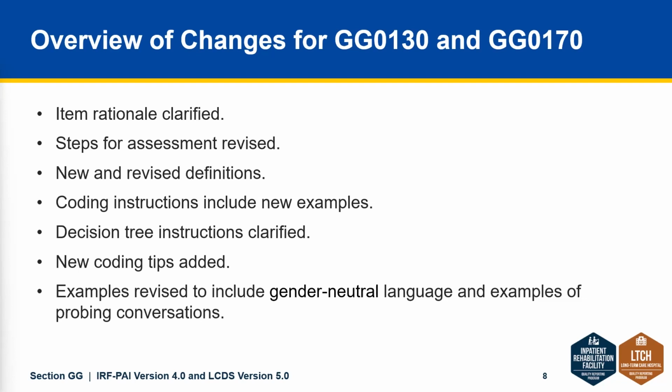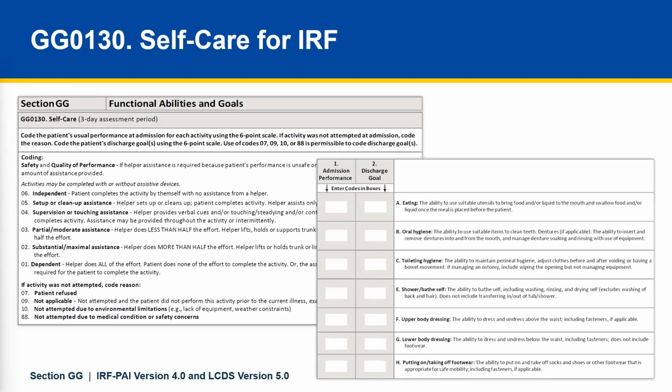The examples throughout section GG will be very helpful since they provide further clarification of the intent of the item coding. Next few slides contain illustrations of the updated GG items. Here on slide 9 is GG0130 for IRF. The main updates are the change to gender-neutral language to the coding scale and some refinement to the item descriptions.